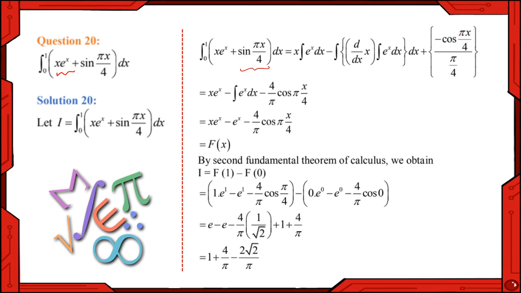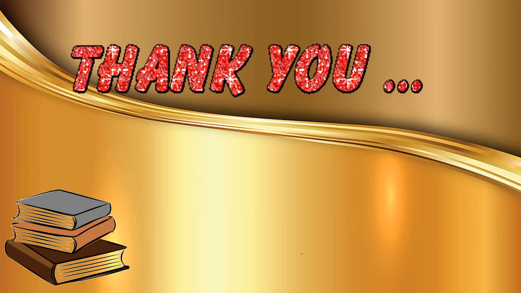Now f1 minus f0: replace all x with 1, then all x with 0. So e power 1 minus e power 1, these two terms will be cancelled. 4 by pi, cos pi by 4 is 1 by root 2, they will be cancelled, and it will be 2 root 2. Plus, this term is 0, e power 0 is minus 1, and outside also we have minus, so it will be plus 1, and plus 4 by pi, because cos 0 is 1. Solve it and get the answer.